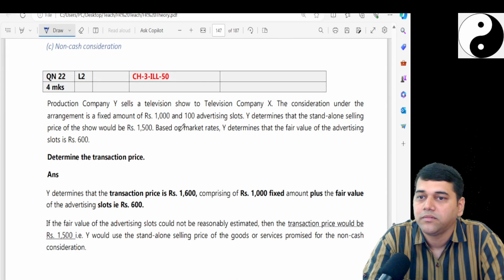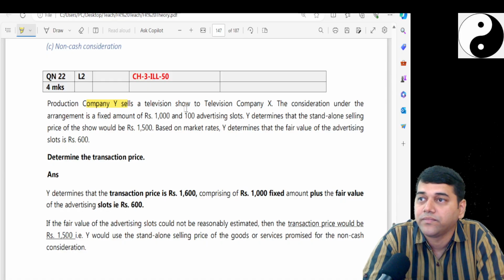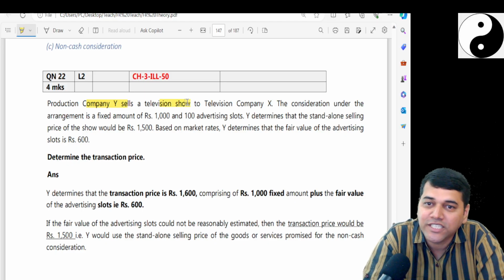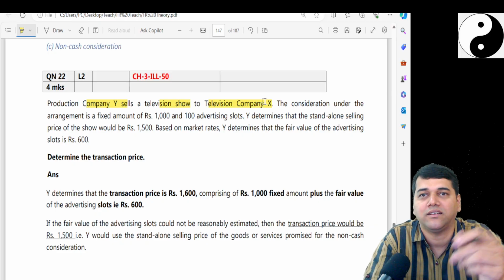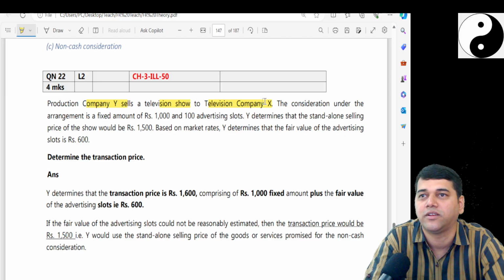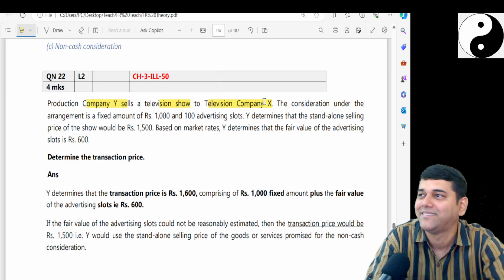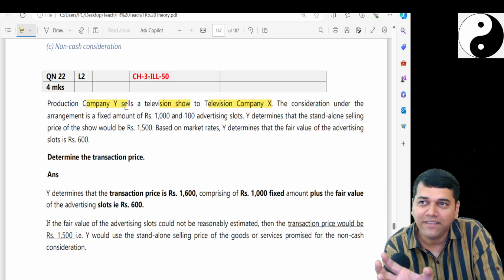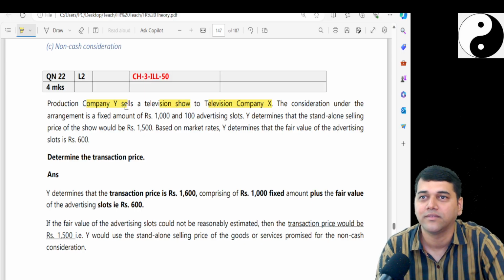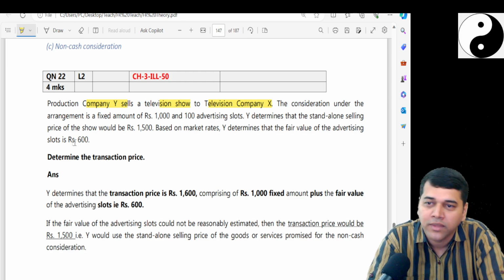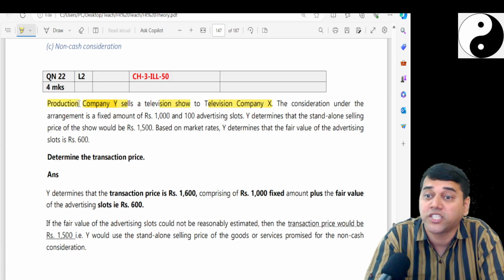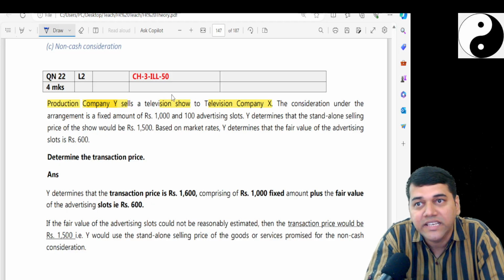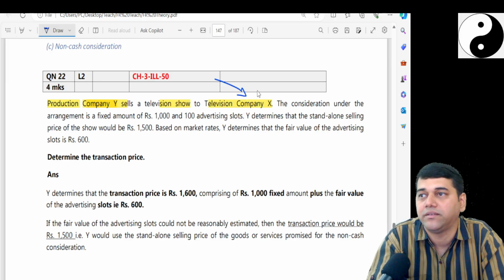Non-cash consideration. Understand, production company Y. Now this is an application time, since you have conceptually understood. Y sells a television show to company X. Like there is one Kannada serial called, say, Srirastu Shubhamastu, for example, or whatever your favorite TV show is. Now ZTV sells to, say, Udaya TV or Z Kannada. So the production company Y, the producer, sells a television show, one serial, to ZTV.